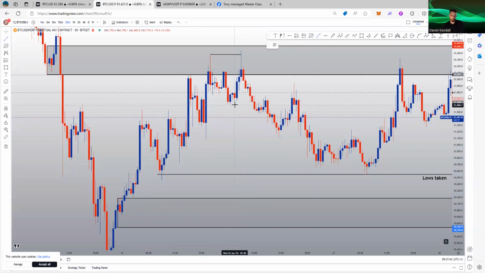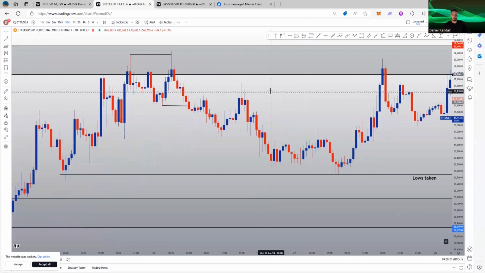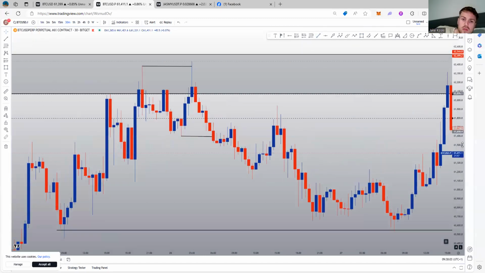So if we look at this swing low here and draw that across, there's your structure break. We carried on down, and then eventually we limit ordered up here, where you see this little doji candle on the 30 minute. That's a sign that it's a reversal.